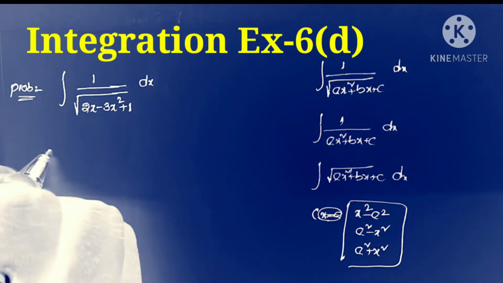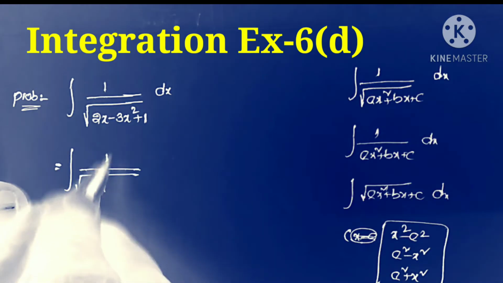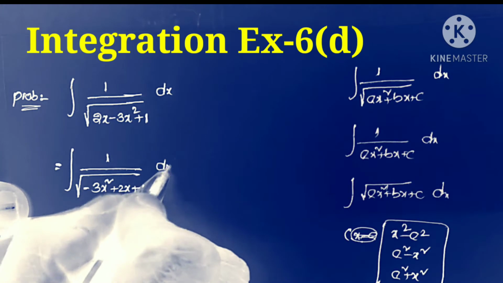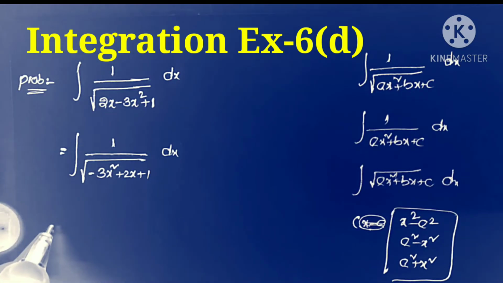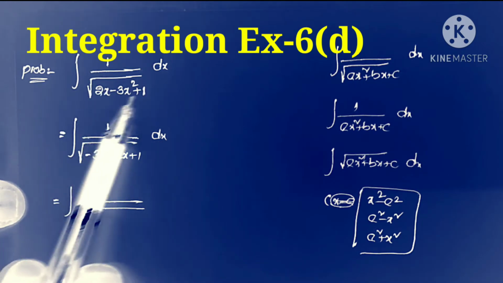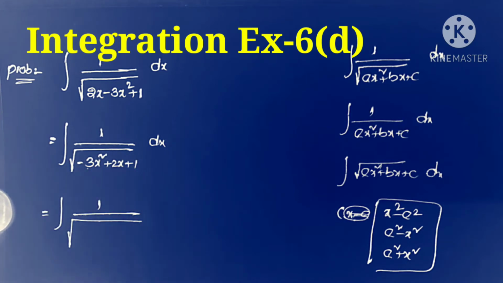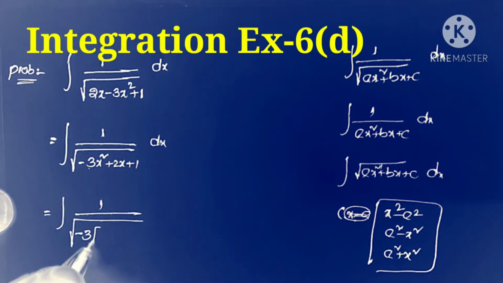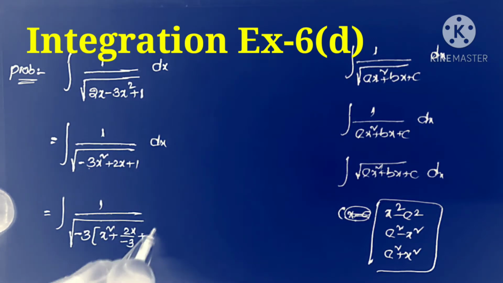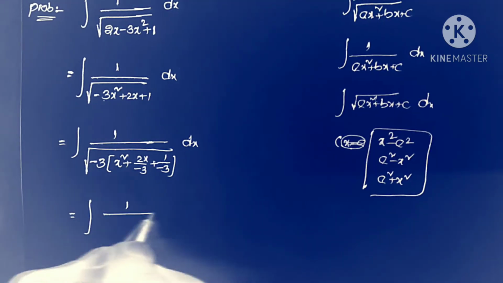So first I write the given problem: integral 1 by square root of, first we take the terms in order, minus 3x square plus 2x plus 1 into dx. The procedure is, first we convert the given term in the form of ax square plus bx plus c, and we take the x square coefficient common from this term, that is minus 3 into x square plus 2x by minus 3 plus 1 by minus 3 into dx.